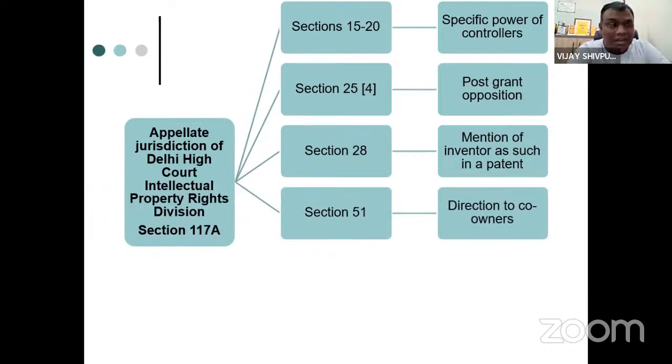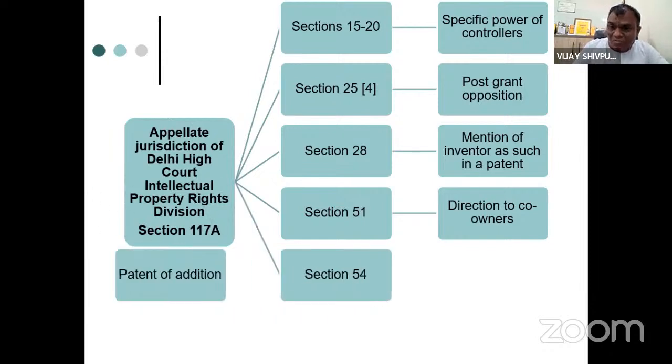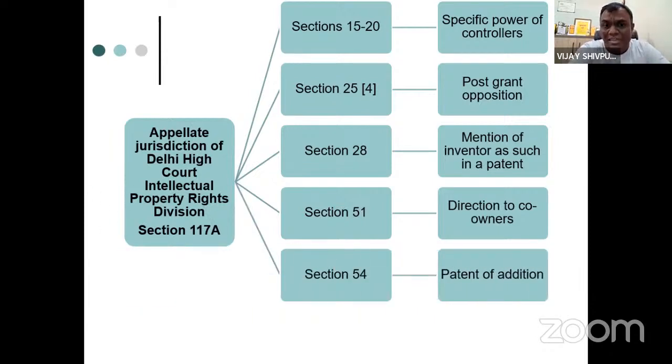Section 51, we haven't covered this, but direction to co-owners of the patent, basically. That is also something which can be appealed. We have section 54, which is patent of addition. In case of patent of addition, if there is anything, you can appeal to the Delhi High Court directly.